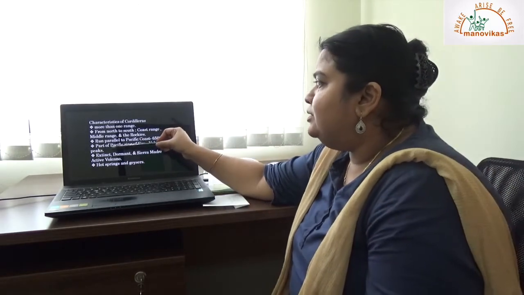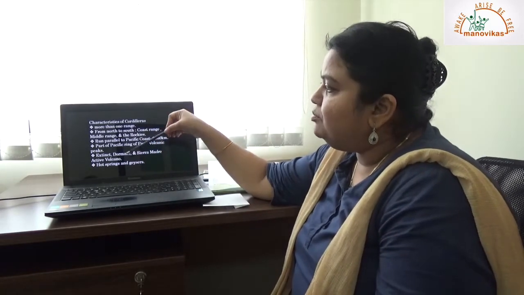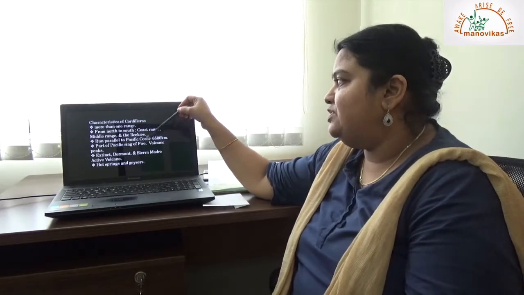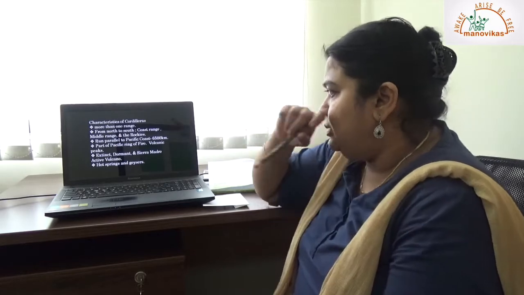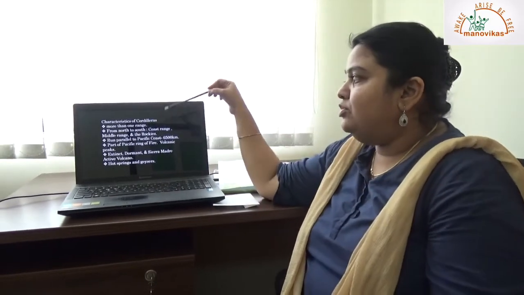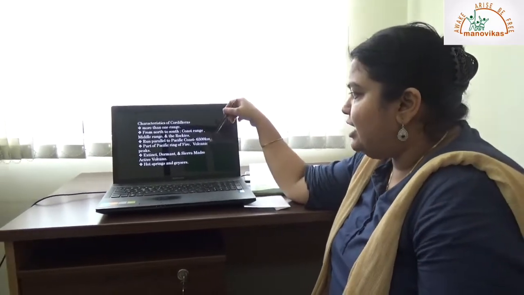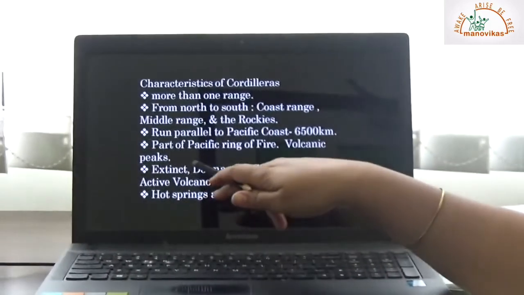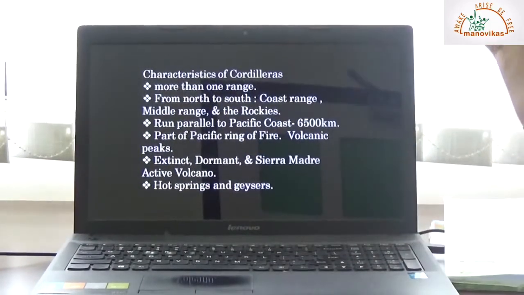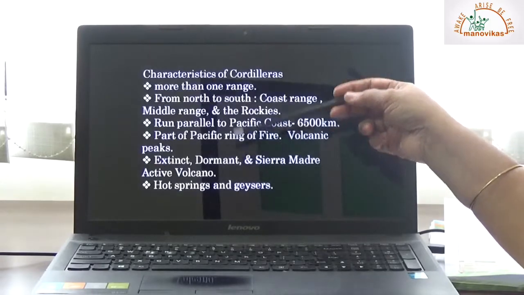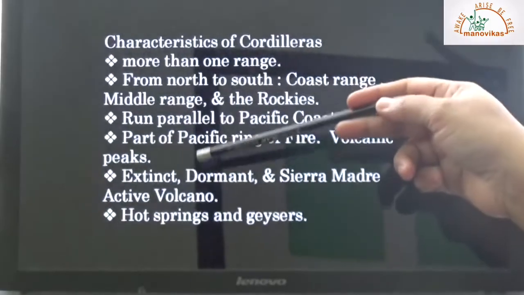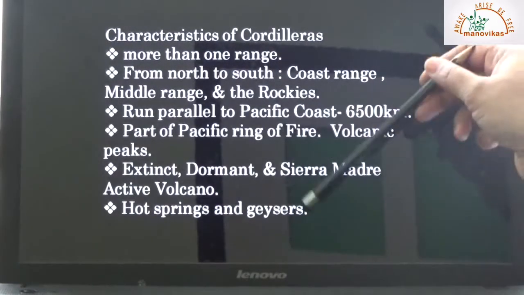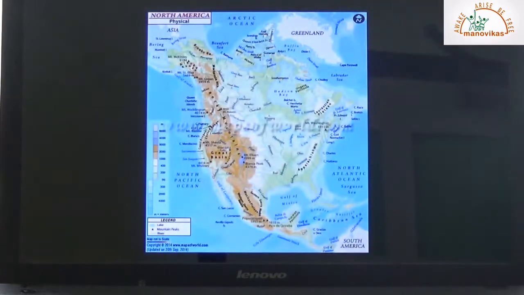Okay, this particular mountain range of the western part of North America is a part of Pacific Ring of Fire, and there are many volcanic mountain peaks. Some of these volcanic mountain peaks are active in nature, some are extinct, some are dormant. Along with the mountain peaks which are active, dormant and extinct, you have n number of hot springs and geysers.